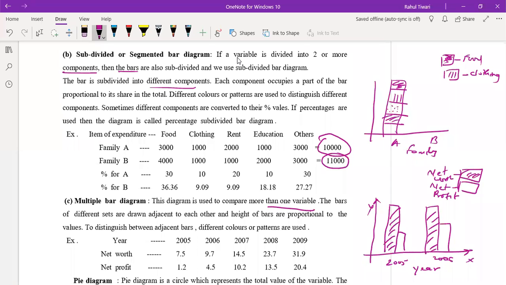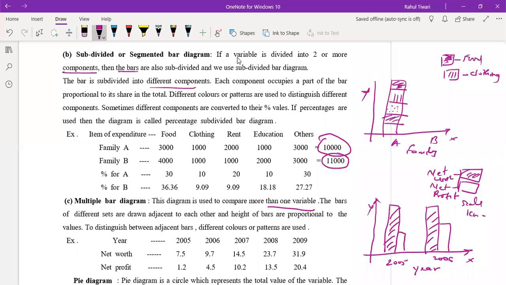This is my x-axis, this is my y-axis. It means we need to define everything, even the scale also. So what scale are we considering here? 1 centimeter is equal to how much? You can consider that according to the data. Only the thing is that this subdivided diagram is sometimes converted to percentage also. So that is called a percentage subdivided bar diagram.